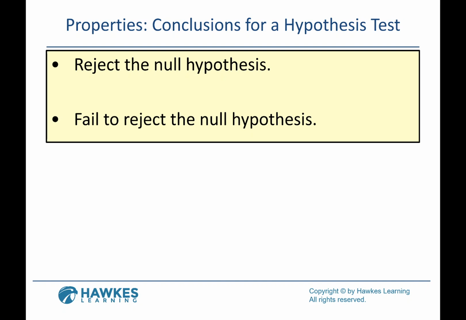These two outcomes are not equal. If we reject the null hypothesis, that's a very strong statement. We're saying we have overwhelming evidence in support of our alternative hypothesis. So we are rejecting the null hypothesis that we were assuming to be true. If we fail to reject the null hypothesis, that's a very weak statement.